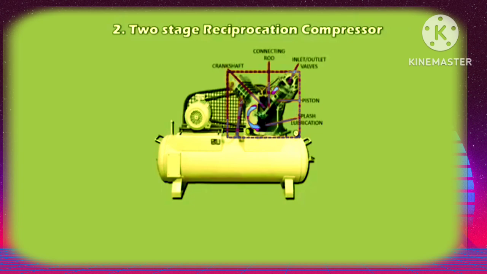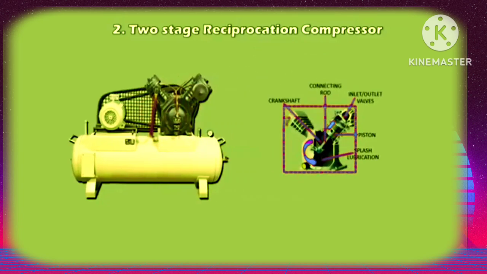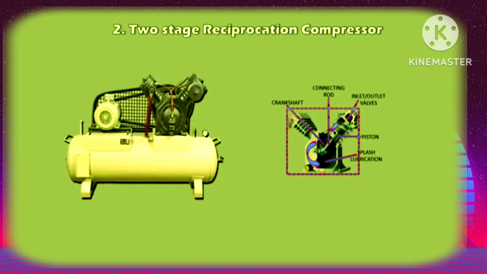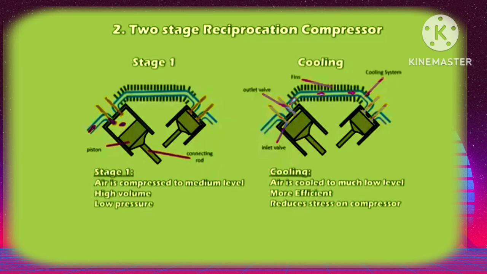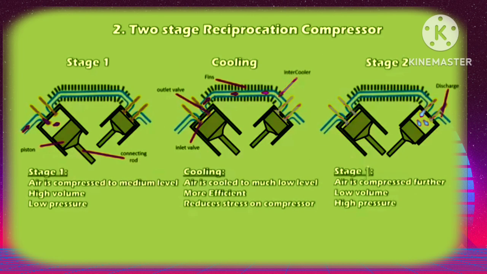Stage 1. Air is compressed to a medium level in the big cylinder. It moves a high volume of air, but at a low pressure. Now the air is cooled back to a much lower temperature, making the compressor more efficient and reducing stress. Stage 2. The air is compressed further to the end pressure in the small cylinder. It moves a lower volume of air, but at a higher pressure.